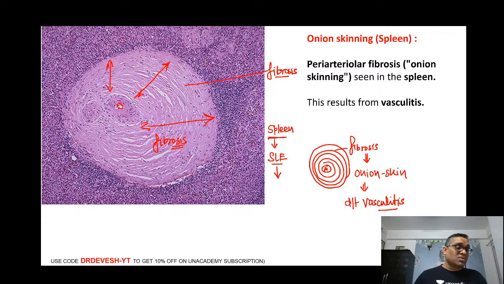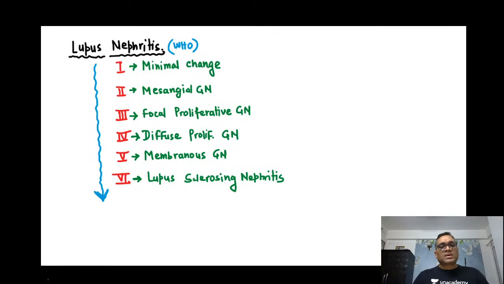So periarteriolar fibrosis looks like an onion skin, right? That is why we are calling it onion skinning, and this is all because of inflammation. And vessel inflammation is called vasculitis. That is why I am saying it is a vasculitis which is giving rise to onion skinning appearance, right? Done? Right. So I was telling you about lupus nephritis.